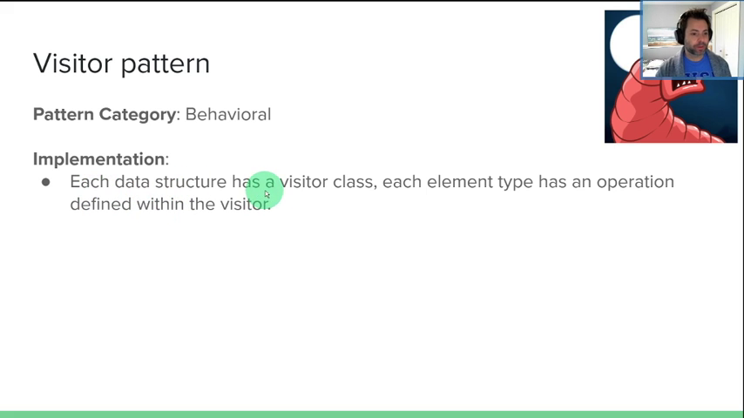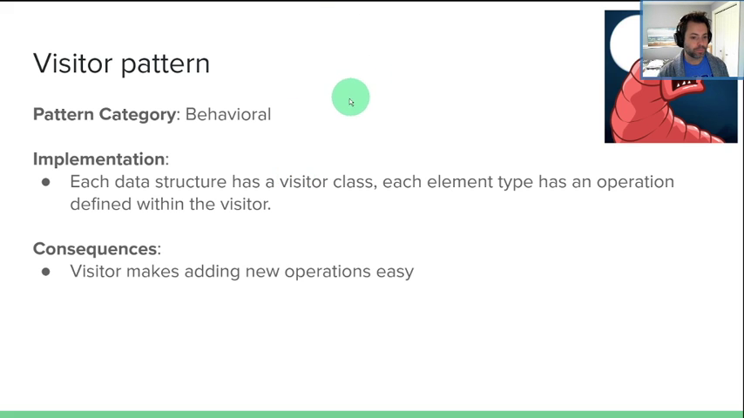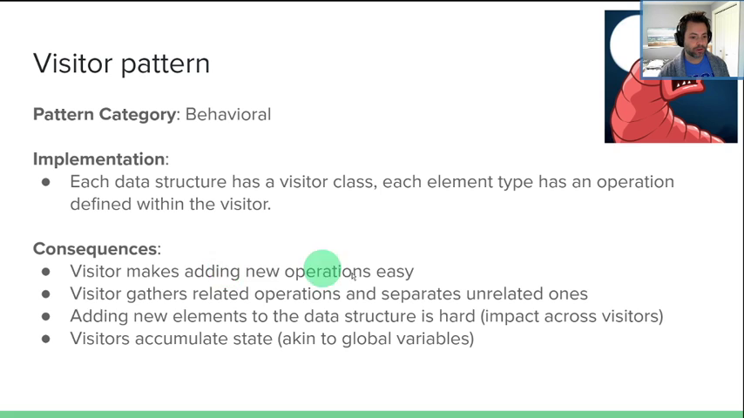But how do we implement this? Every data structure is going to get a visitor class. The element types have an operation that is going to be defined by that visitor that we have added on. So we can add new operations really easily. We can add things on pretty easily. We separate our concerns pretty easily.